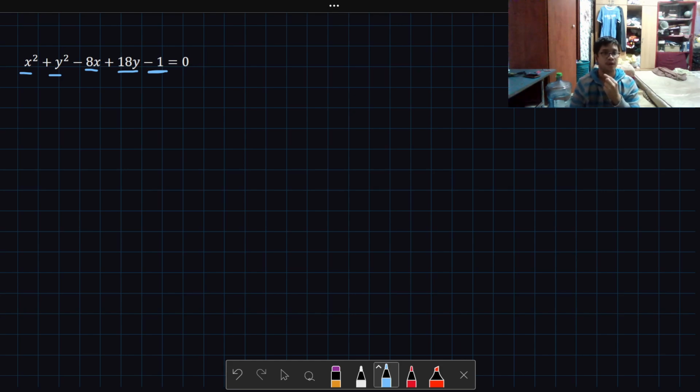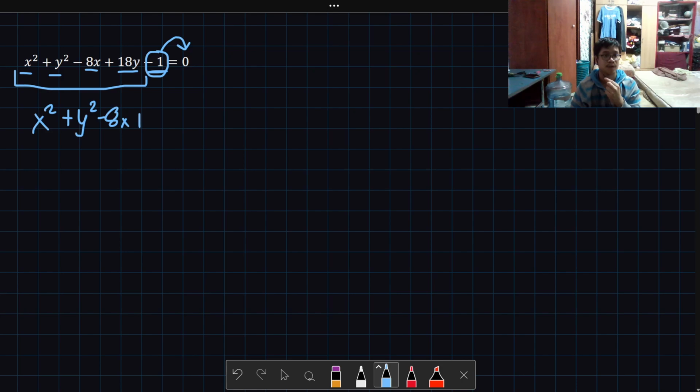So what are we going to do? First, we will group all the terms that have variables, while the constant term shall be transposed to the right. So you see, these four terms, x squared, y squared, -8x, plus 18y, they have variables, right? So we're just going to leave it there. But the constant term, which is -1, you have to transpose it to the right. Hence, you will have x squared plus y squared minus 8x plus 18y is equal to 1.